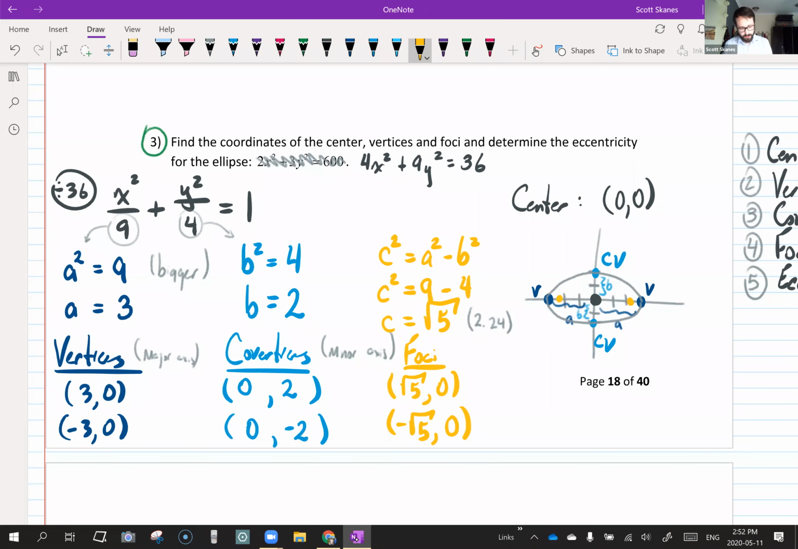And I'm going to write the eccentricity, then I'll answer questions. Eccentricity, E is just C over A. So E is root 5 over 3. And let me just box these all in.